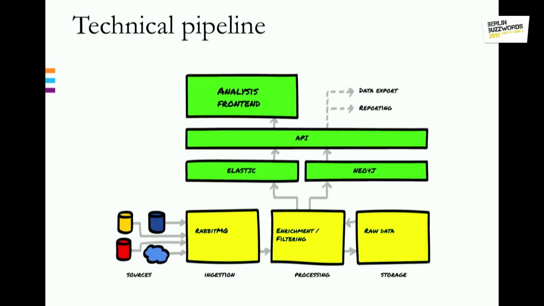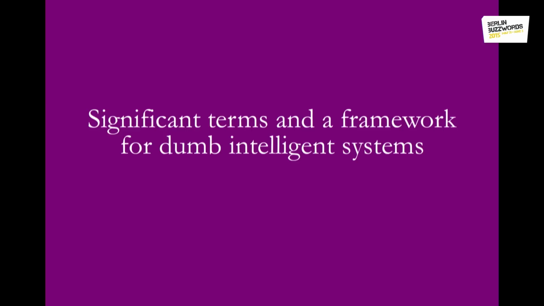This is the technical pipeline. It has a RabbitMQ ingestion pipeline. There's an enrichment step, and it populates Elasticsearch indexes and a Neo4j graph database. There's an application layer which feeds an analysis front end and various external feeds.